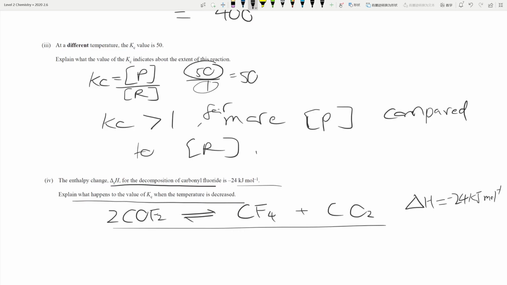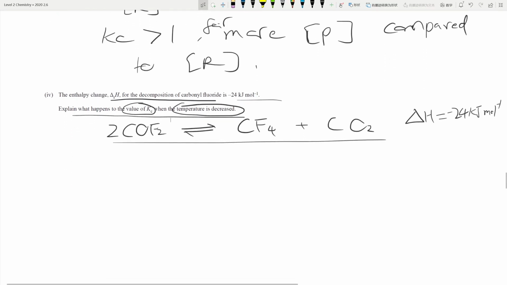Okay, now what are we trying to do? The enthalpy change is negative 24. Explain what happens to the value of the Kc when the temperature is decreased. So this is one of the types of question I explained before, a guaranteed excellence question. It fully tests you to see if you understand Kc and Le Chatelier's principle. So let's just break it down again. The forward reaction is exothermic, so just remember that. Now the question asks, the temperature is decreased. So you have a decreasing temperature.